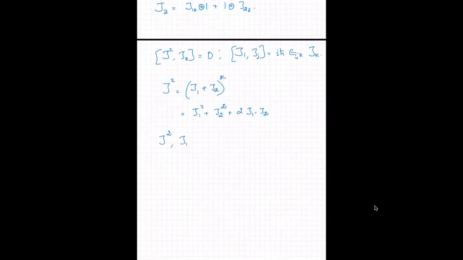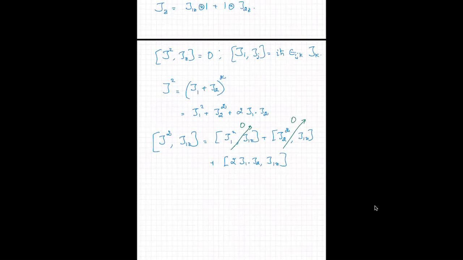The commutator of J square with J1z: what is this equal to? This is equal to the commutator of J1 square with J1z, plus the commutator of J2 square with J1z, plus the commutator of 2 J1 dot J2 with J1z. Agreed? Now, J1 square commutes with J1z, right? So the first term is 0. Now, J2 square has nothing to do with J1z. They are in two different Hilbert spaces. So this commutator is trivially 0. But how about the third one?